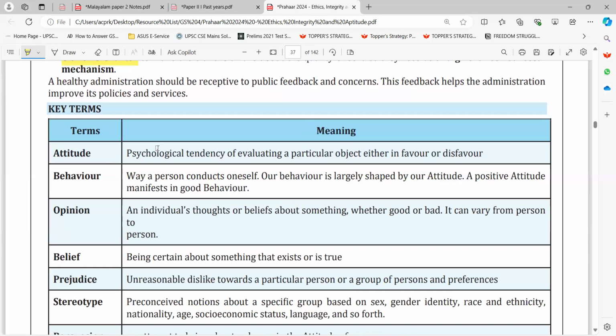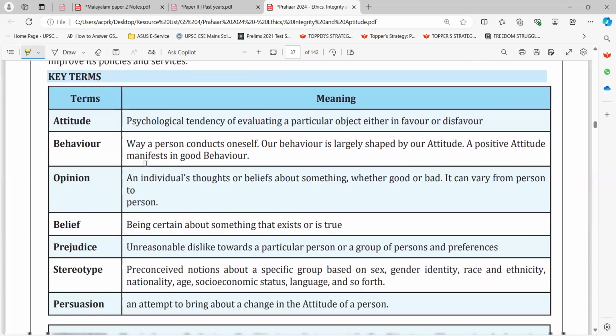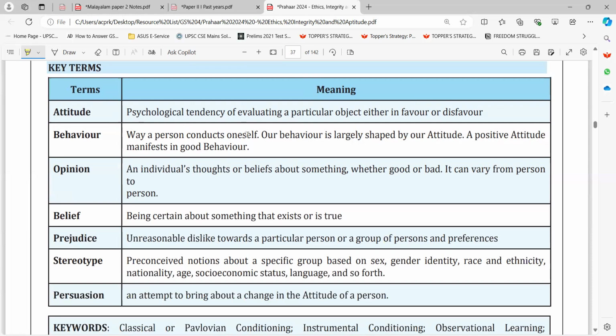Attitude. Attitude means psychological tendency of evaluating a particular object, either in favor or disfavor. Behavior, the way a person conducts oneself. Our behavior is largely shaped by our attitude. A positive attitude manifests in good behavior.